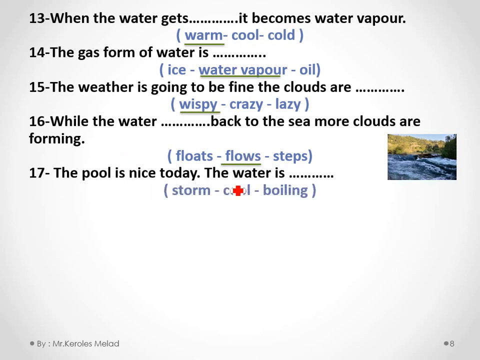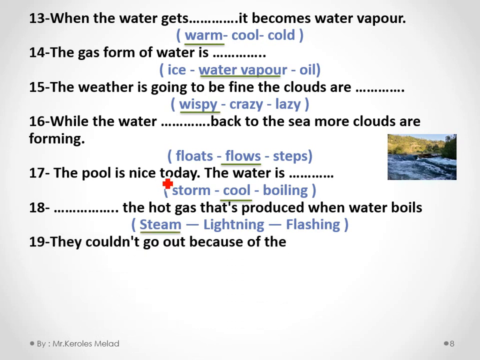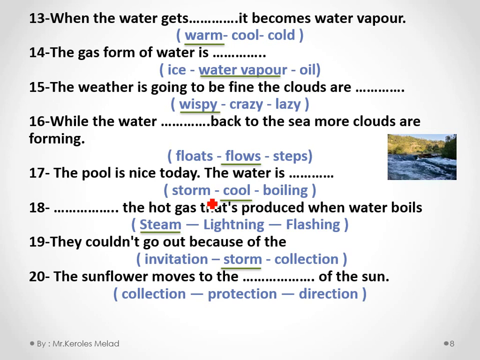The pool is nice today. The water is cool. Good job. Steam: the hot gas that's produced when water boils. It is called steam. They couldn't go out because of the storm. The sunflower moves to the direction of the sun. Thank you for your time.